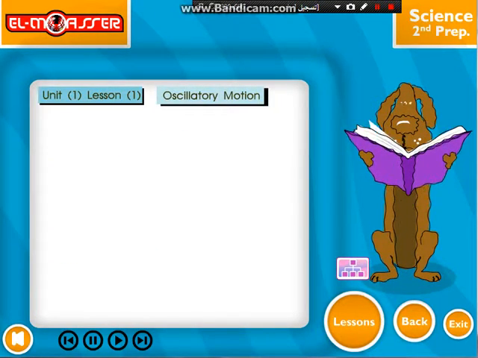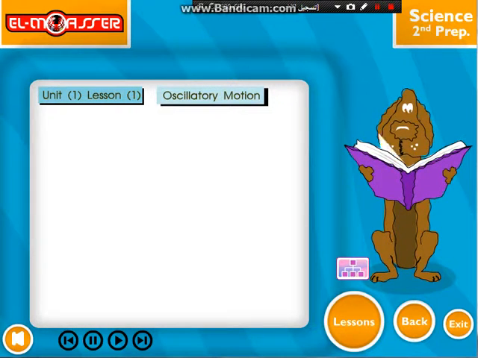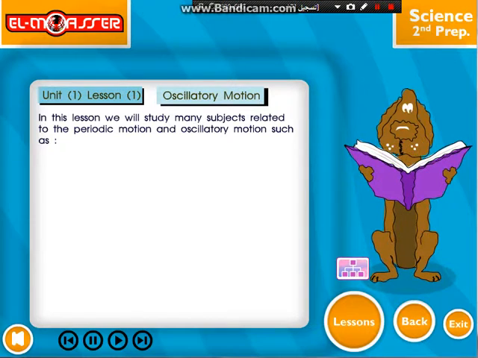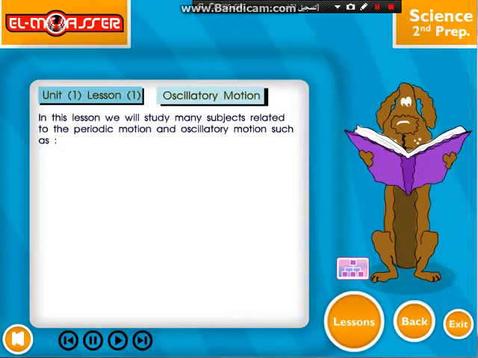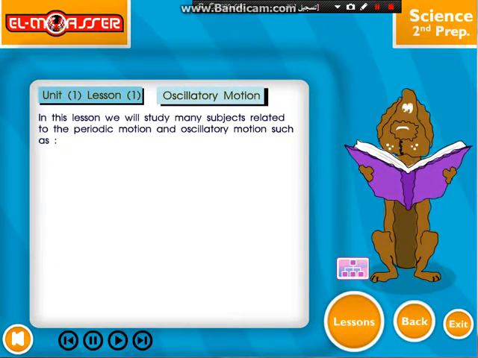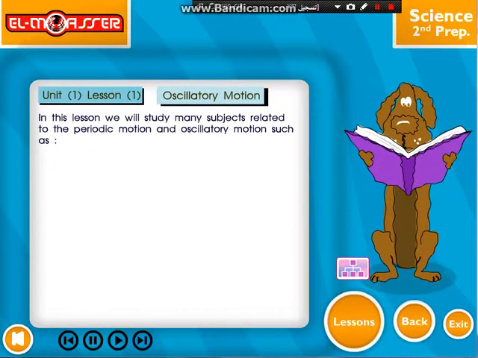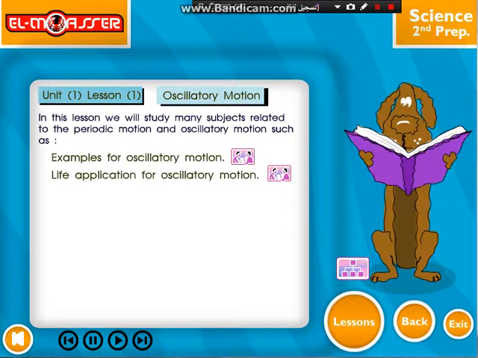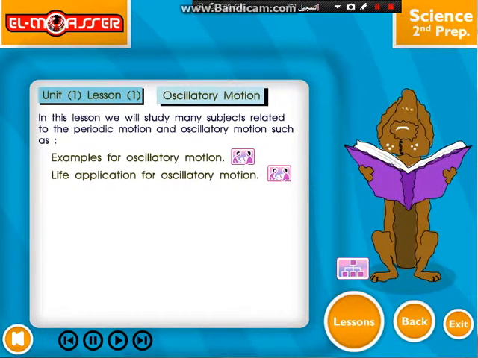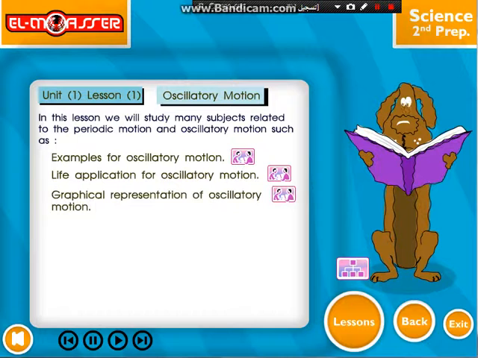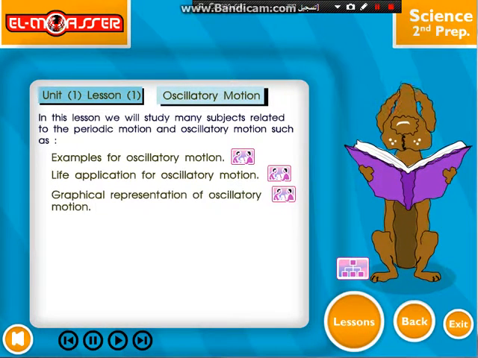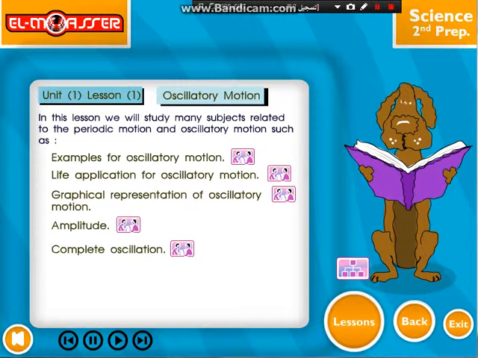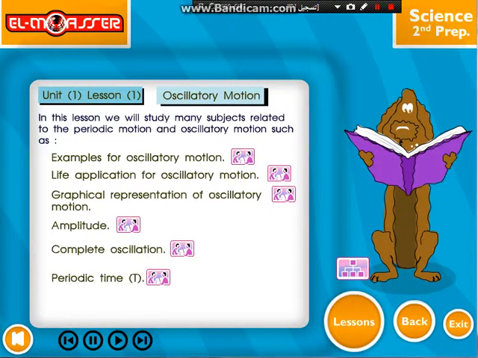Unit 1, Lesson 1. Oscillatory motion. In this lesson, we will study many subjects related to the periodic motion and oscillatory motion, such as examples for oscillatory motion, live application for oscillatory motion, graphical representation of oscillatory motion, amplitude, complete oscillation, and periodic time, frequency.